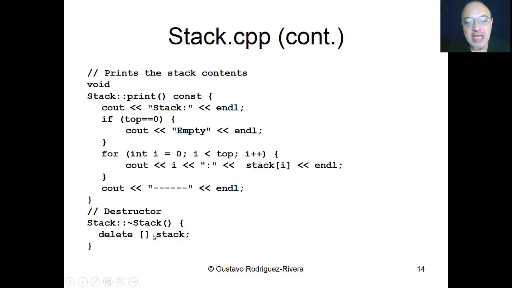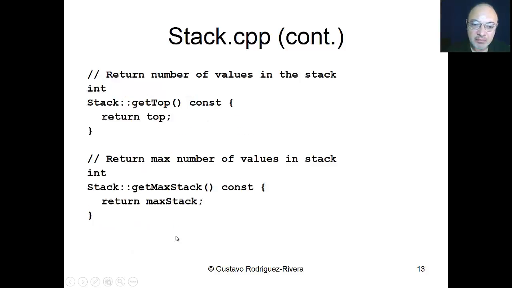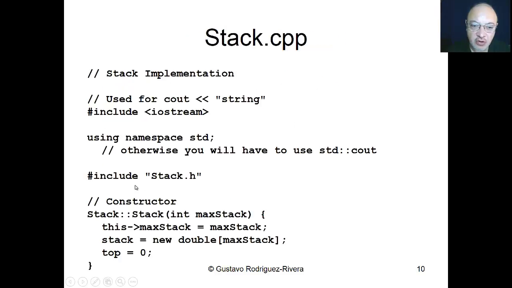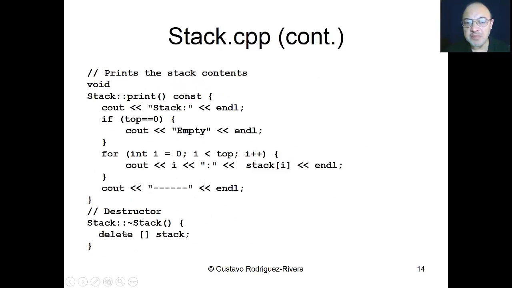In any case, any memory allocated when the object is constructed, or later on when the object's methods are called, has to be deallocated. So in this case, the destructor will delete the stack, because we allocated memory for the stack here. If you remember, we allocated memory for the stack, and that doesn't matter where the object is created. If it is allocated as a local variable, still this stack is going to be created in the heap. It's going to be created dynamically, so you have to deallocate it.